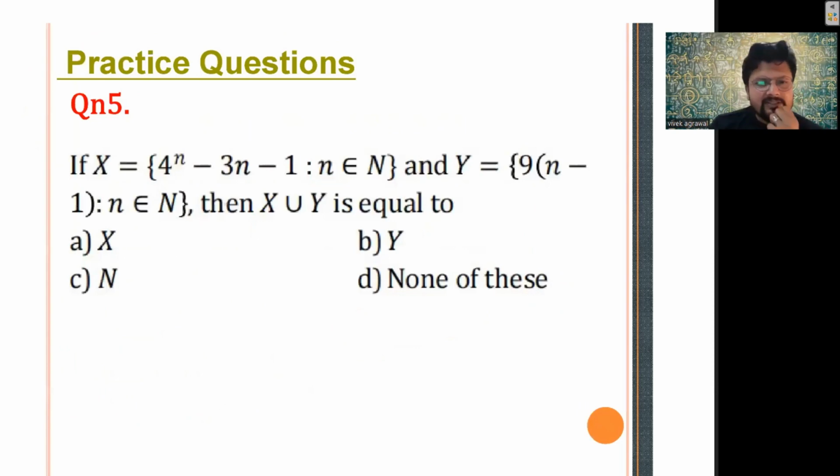It's given that X is equal to 4 to the power n minus 3n minus 1, and Y is equal to 9 times (n minus 1). In both cases, n belongs to the natural numbers. We need to find out what X union Y is. Try to solve this particular question.